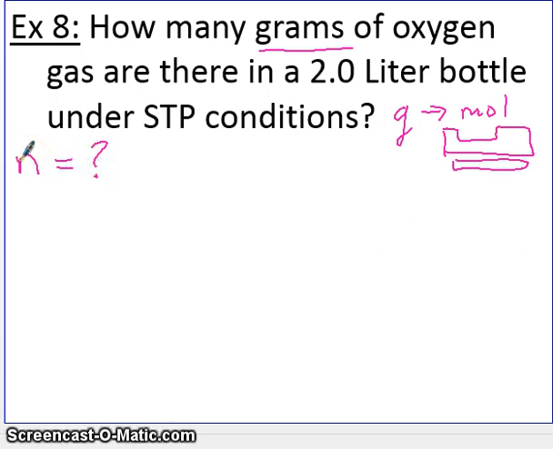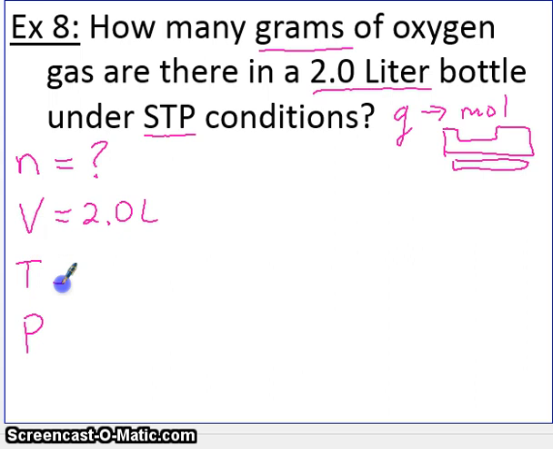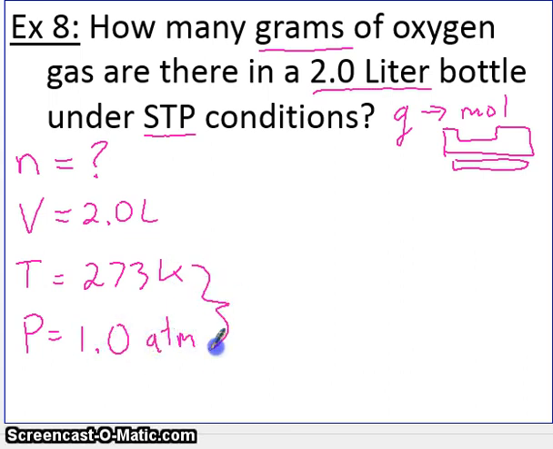Okay, we're told 2 liters. What is that? That is volume. We have 2.0 liters. And we're given STP conditions. Now remember, STP conditions are standard temperature and pressure. So we're actually given temperature. We're actually given pressure. And at STP, the temperature is 0 degrees Celsius or 273 Kelvin. The pressure is 1.0 ATM exactly. So these are our STP conditions. And if you look previous in the notes, you'll find us defining these STP conditions.